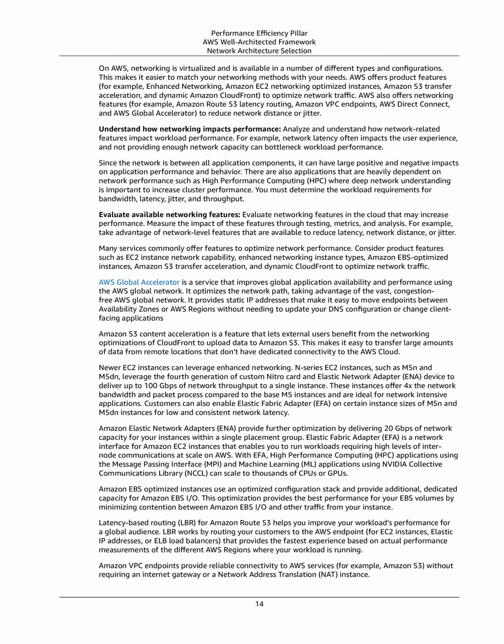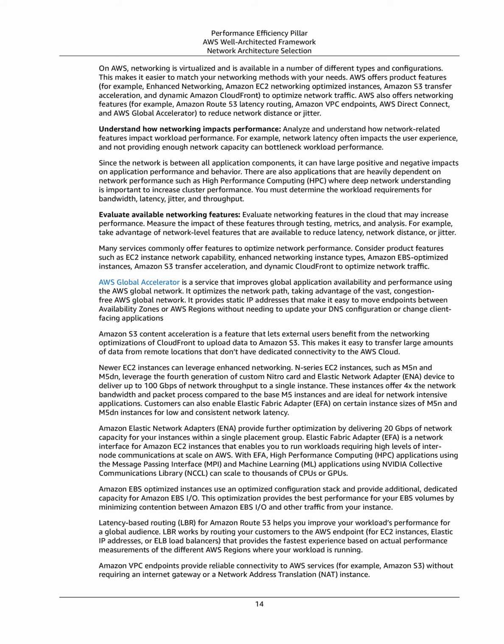Evaluate available networking features. Evaluate networking features in the cloud that may increase performance. Measure the impact of these features through testing, metrics, and analysis. For example, take advantage of network-level features that are available to reduce latency, network distance, or jitter. Many services commonly offer features to optimize network performance. Consider product features such as EC2 instance network capability, enhanced networking instance types, Amazon EBS optimized instances, Amazon S3 transfer acceleration, and dynamic CloudFront to optimize network traffic.